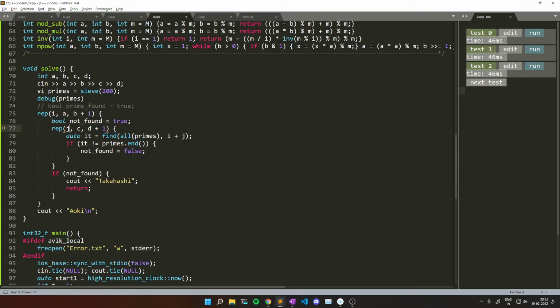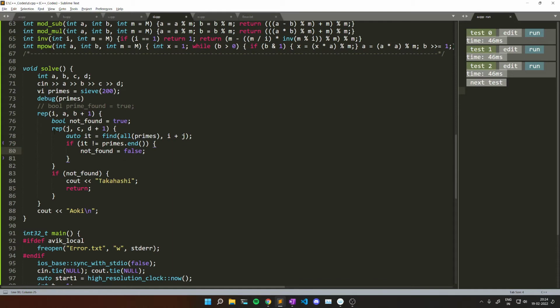What I'm trying to say is that for each I between A and B, I run a loop over J from C to D, and I check whether adding J to I gives me a prime number or not. So I plus J will be a number, and I check in my primes array whether that number exists or not. If that number does not exist, that means I plus J is not prime, and if it exists, that means adding J to that I gives me a prime number, which is in favor of Aoki. So in that case I set not found equal to false.